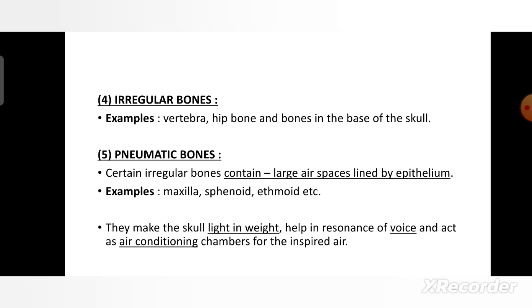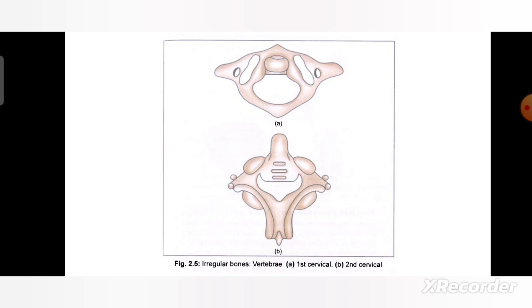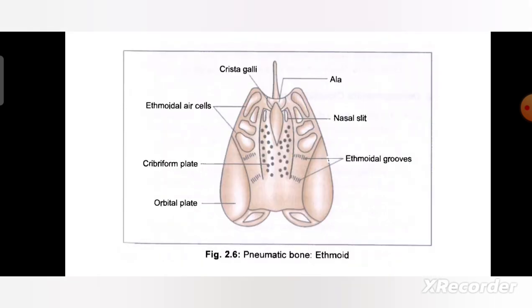Fifth is a pneumatic bone. It is a certain irregular bone that contains larger air spaces lined by epithelia. For example, maxilla, sphenoid, ethmoid, etc. They make the skull light in weight, help in resonance of voice, and act as air conditioning chamber for the inspired air. These are examples of the irregular bone. The first is the C1, which is atlas. Second is the second cervical vertebra, that is axis. This is an example of the pneumatic bone, that is ethmoid.